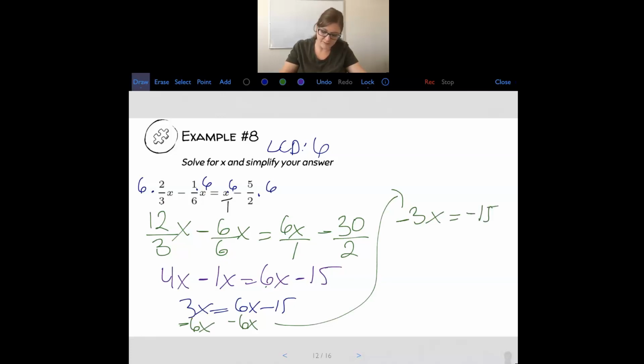Okay. And then from here, negative 3 times what is negative 15? You might see that as negative 5. Or divide both sides by negative 3 to get x is equal to 5. Okay, we have just a couple of examples left.